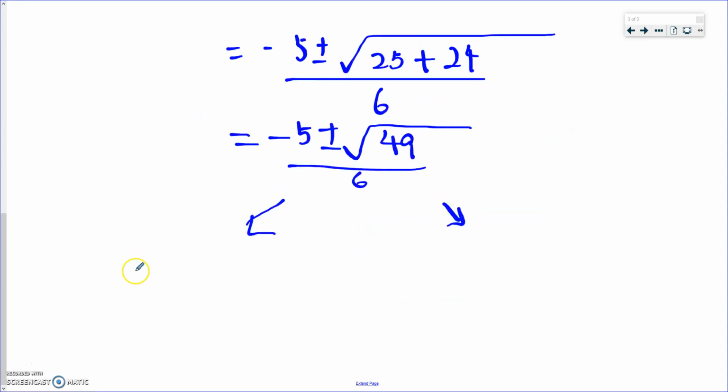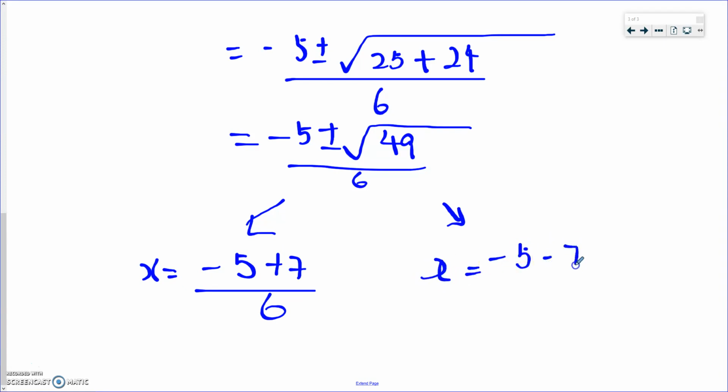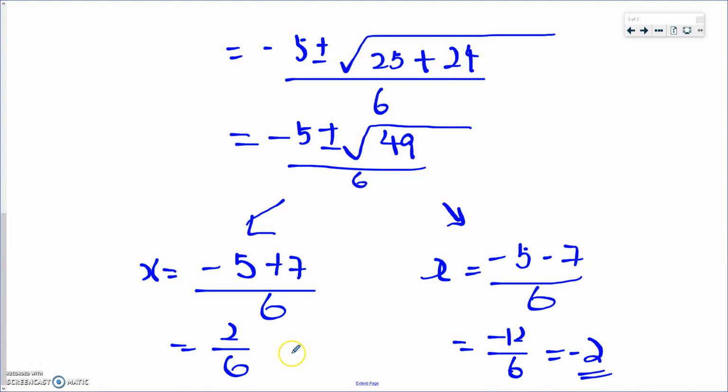After that, x is equal to negative 5 plus 7 divided by 6, and negative 5 minus 7 divided by 6. That's going to be 2 over 6. That is going to be negative 12 over 6. That will turn into negative 2. If you simplify the first one, it's going to be 1/3. Alright.